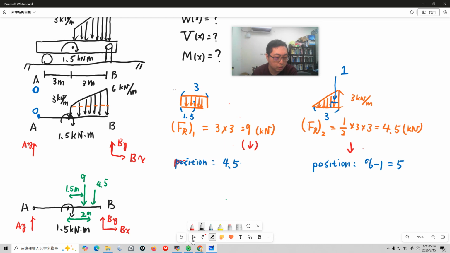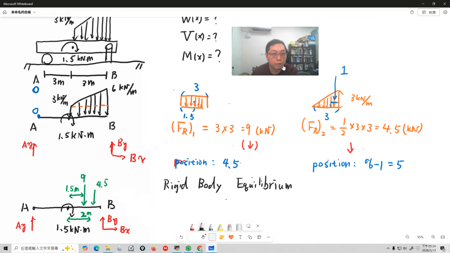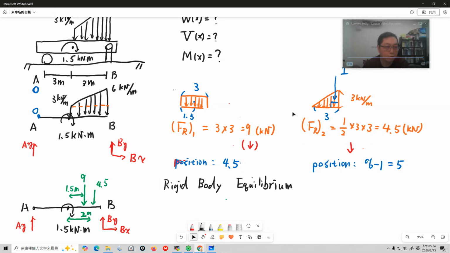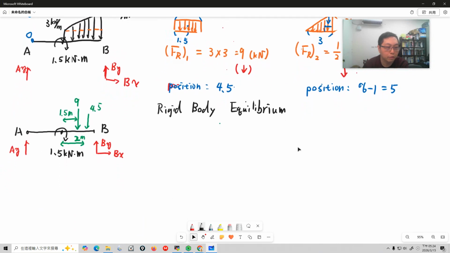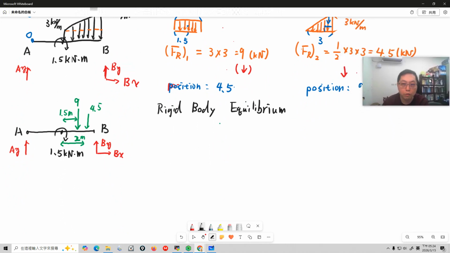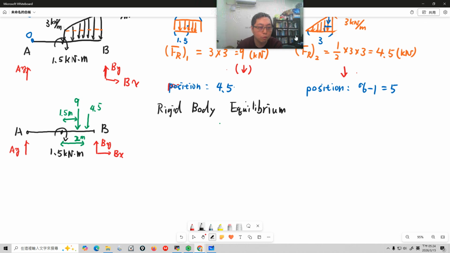Now we use rigid body equilibrium. What's the condition for rigid body equilibrium? Still remember? The net force, or resultant force, of the whole system must be 0, and the resultant moment of the whole system must be 0.